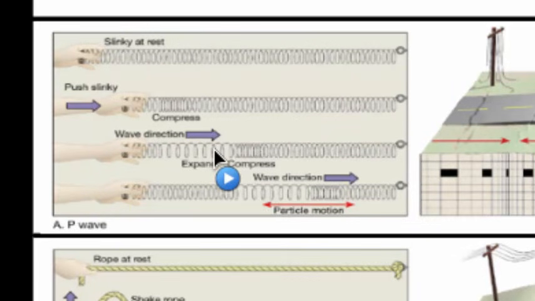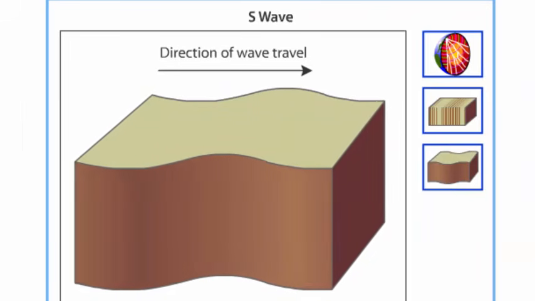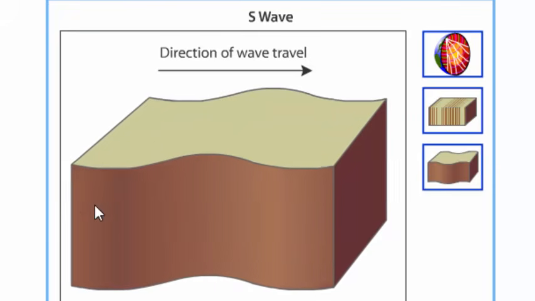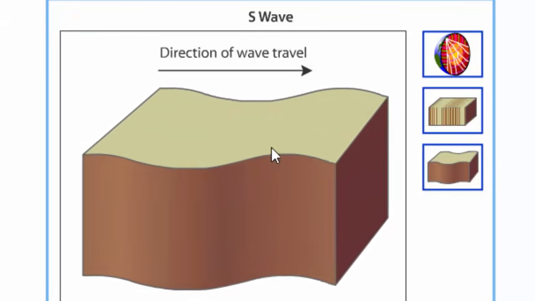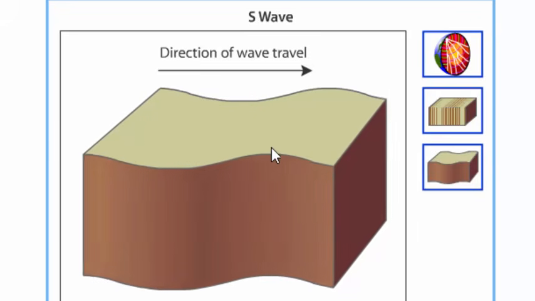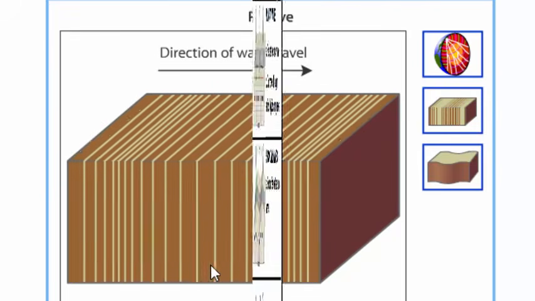And this is what an S wave looks like. So here we have an animation of an S wave. And as you can see, the S wave tends to move from side to side. The energy has to go left to right and left to right. And since it's going left to right, it's going to take longer to travel through the Earth because there's more distance to cover. So that's the difference in the motion between an S wave and a primary wave.